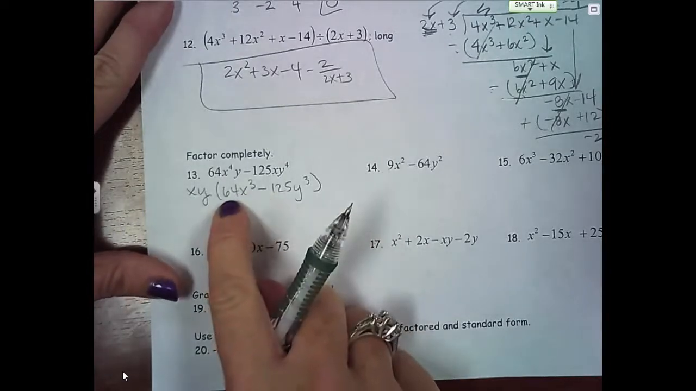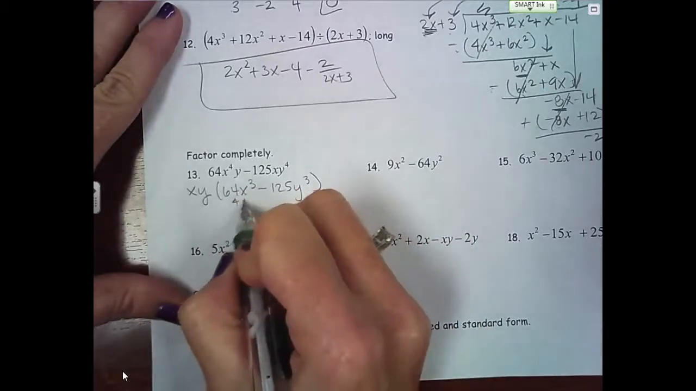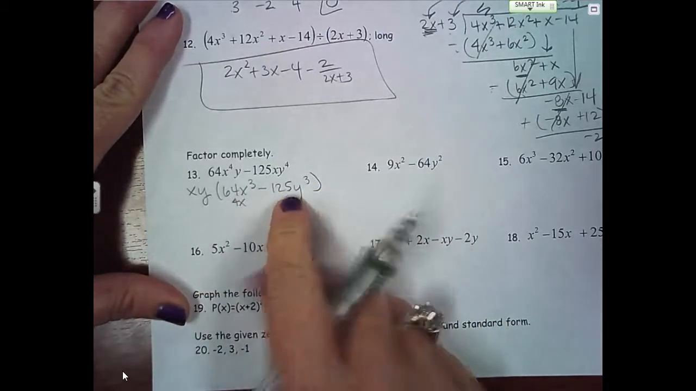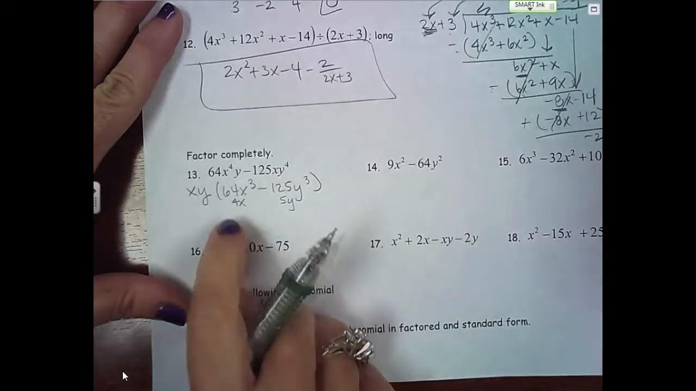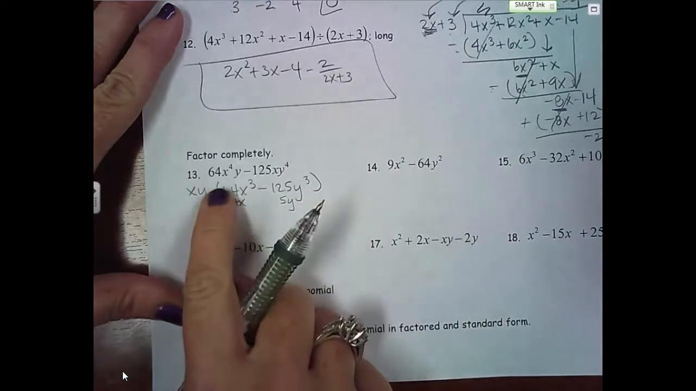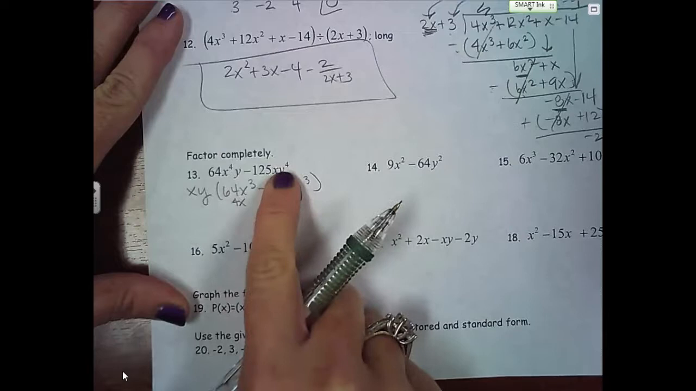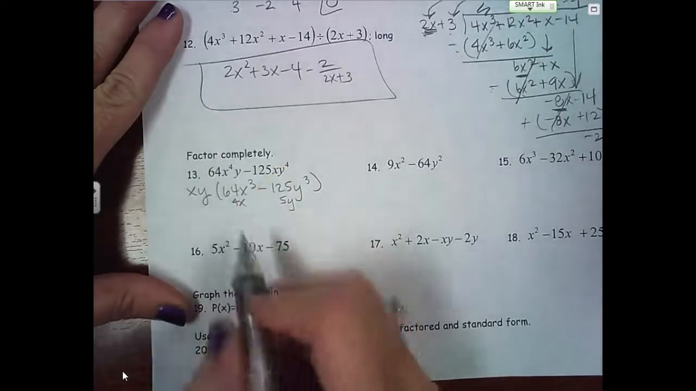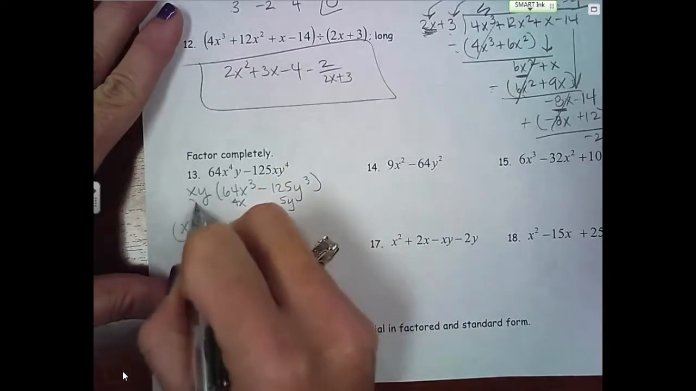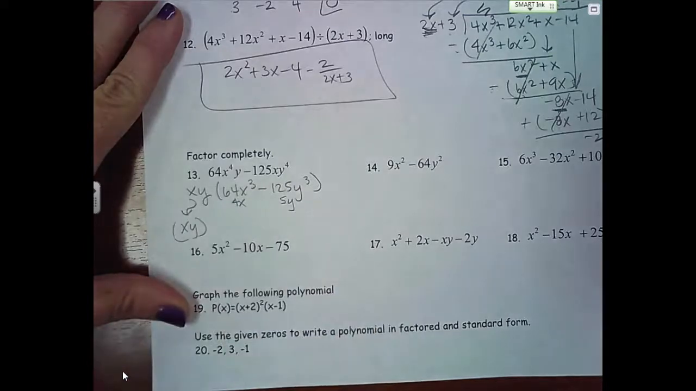Now these are perfect cubes. So the cube root of 64 is 4x, and the cube root of 125 is 5y. In other words, 4 times 4 times 4 is 64. 5 times 5 times 5 is 125. Right, this is your SOAP, right? So you're going to start with your xy. Don't forget to bring that down and put it in your answer.